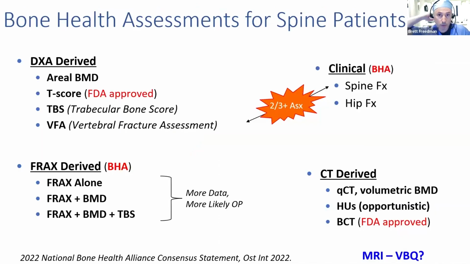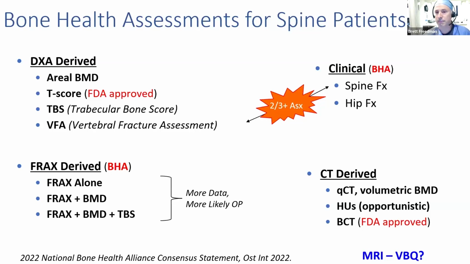So what can you do? You can look at a lot of different directions. So you can look at the direct DEXA-derived means for assessing bone health. And so we've talked about those some, the DEXA, the T-score, trabecular bone score. And then there's a perturbation you can do off of a DEXA scan called a VFA, vertebral fracture assessment, which we'll talk about in a bit.